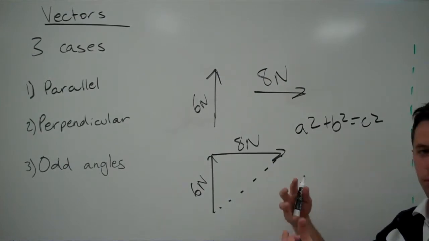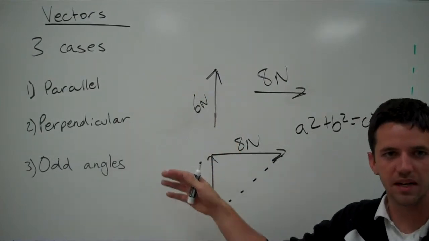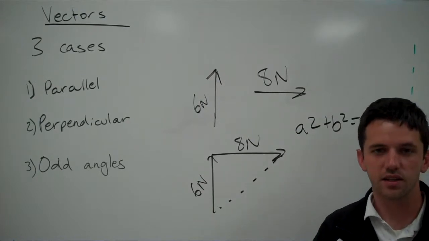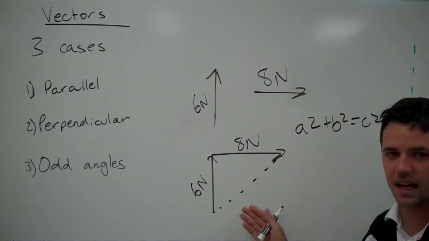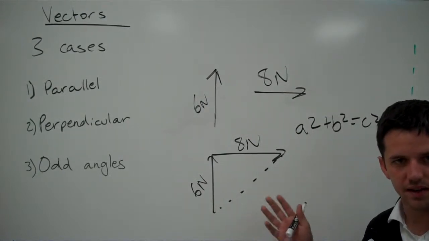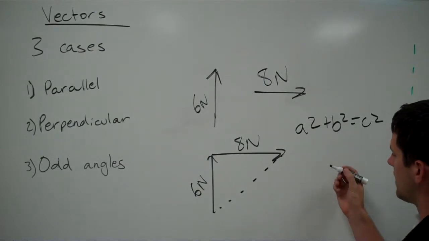Okay? And a lot of times when we're combining vectors, whether they're parallel or perpendicular, we talk about the resultant. That's the answer, that's what you're going to get. So in this case, the hypotenuse is my resultant. It's what I'm looking for. Okay, so I'm going to plug in my numbers.